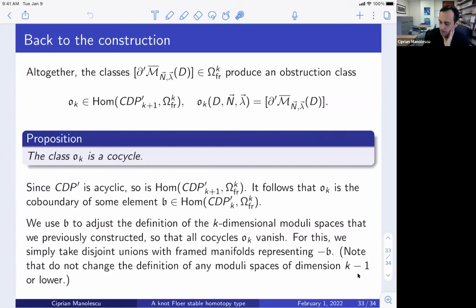So at each inductive step, you are allowed to change what was done at the previous step. Why not? And then if you do that, you replace omega k by delta B and you made it to be zero. So omega k was delta B. So we use the fact that this is acyclic to arrange for these moduli spaces to have, once you redefine the ones at the previous step, this class is going to be zero. That's what this obstruction theory tells you, is that you can arrange that this is zero, even if it's not zero originally.